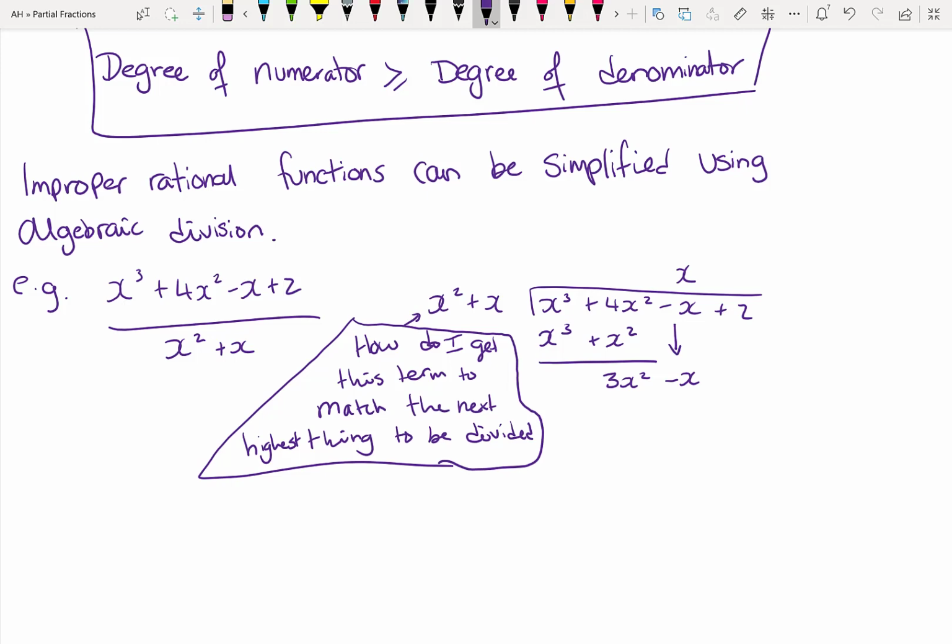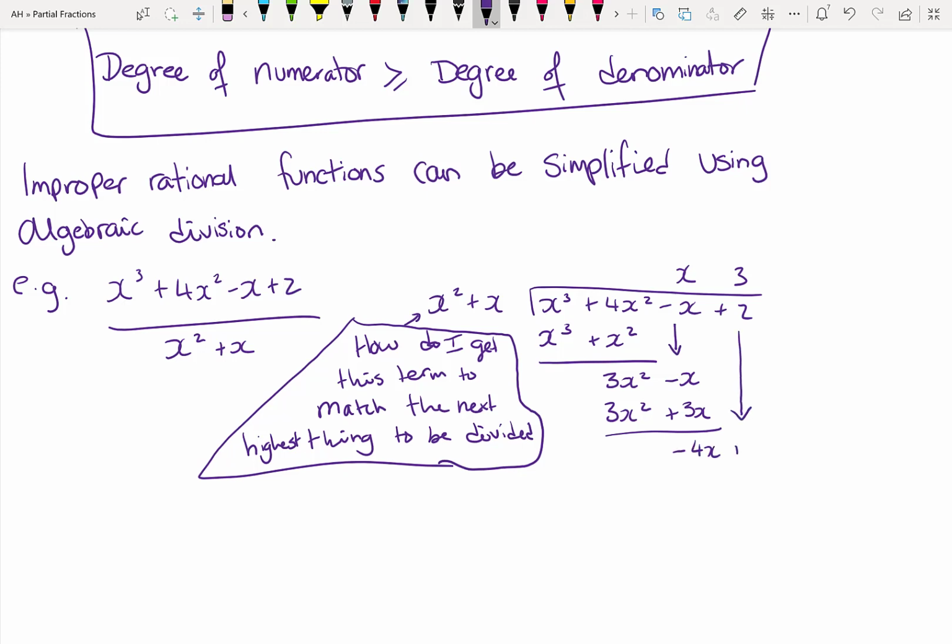So how do I make this x squared look like the 3x squared that's left here? It's the highest thing I need to have. Well, I multiply it by 3. So I'm remembering that, and I've got 3x squared plus 3x. And I'm going to subtract that. Minus x minus 3x gets me to minus 4x.